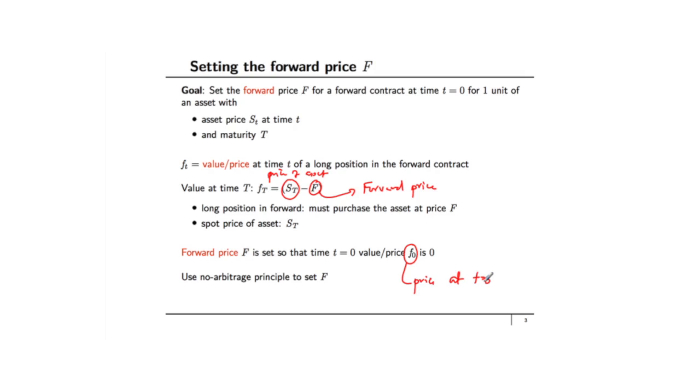Just to remind you, little f_0 is going to relate to the price or the value of the contract. Capital F would relate to the forward price. This is the price that is set at time t equal to 0, but the purchase is going to happen at time t equal to capital T. We're going to use the no arbitrage principle to set the forward price F.